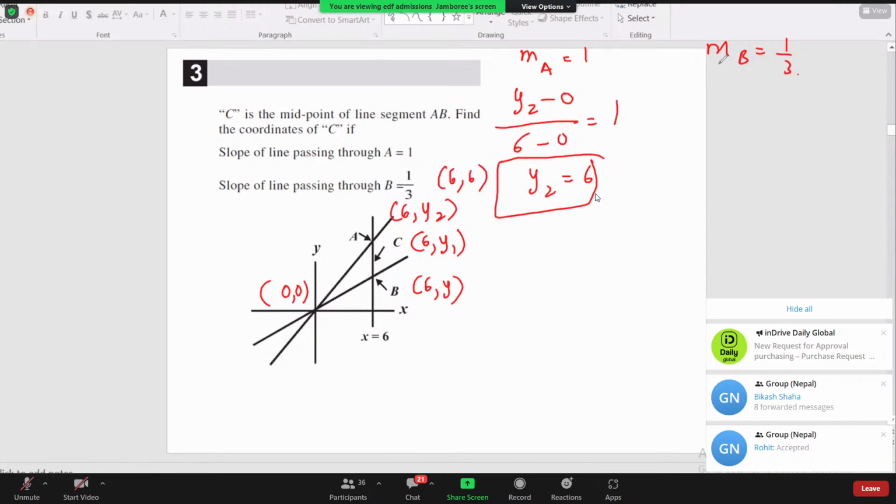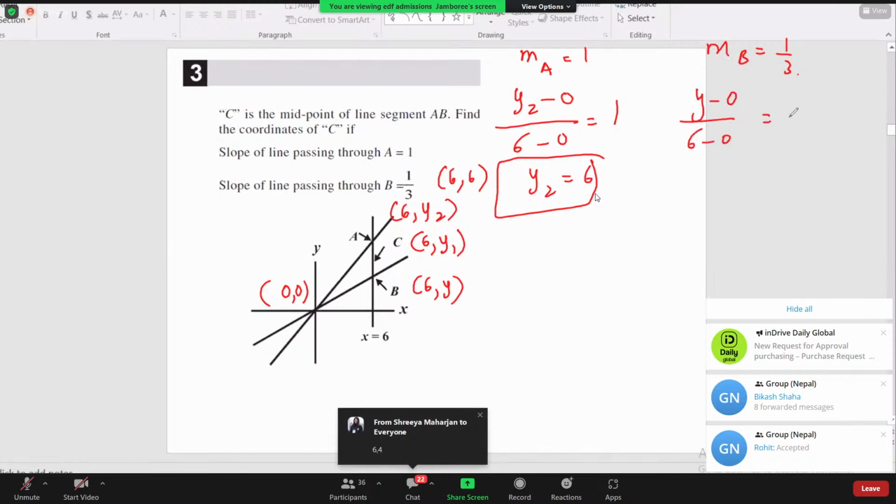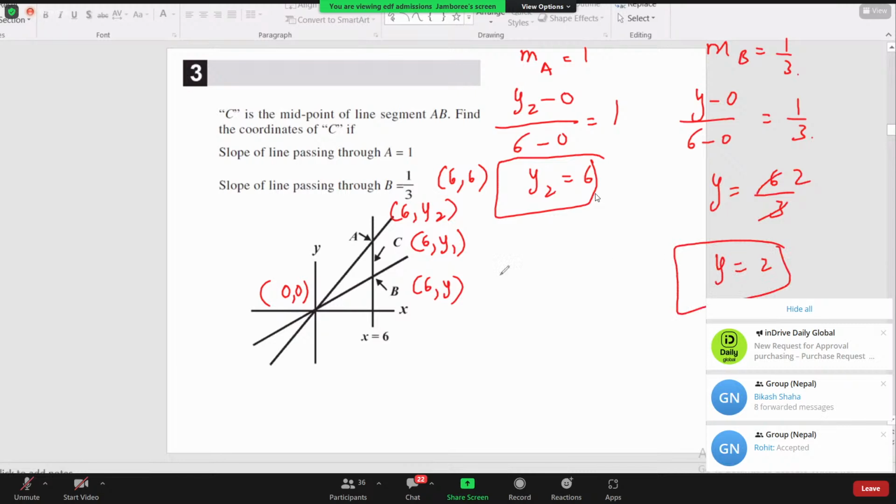Similarly, the slope of the line passing through B is 1 by 3. So the slope of the line which is passing through B and (0, 0) will be (y minus 0) divided by (6 minus 0), which is equal to 1 by 3. Upon solving, y will be equal to 6 by 3, that will be 2. So the coordinates of y will be 2. That means this will become (6, 2).